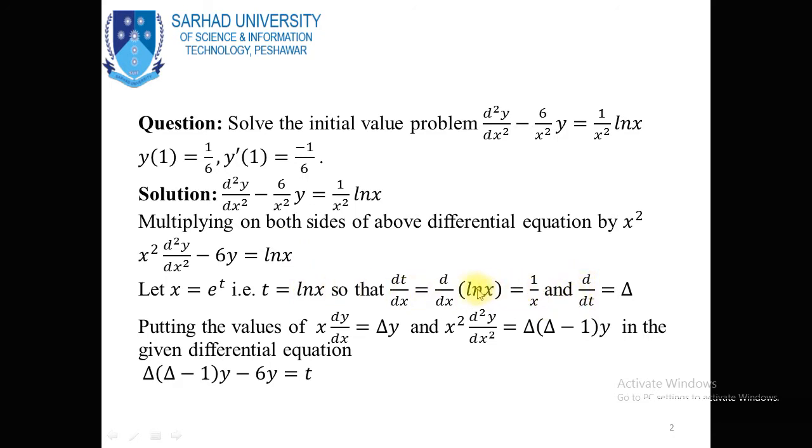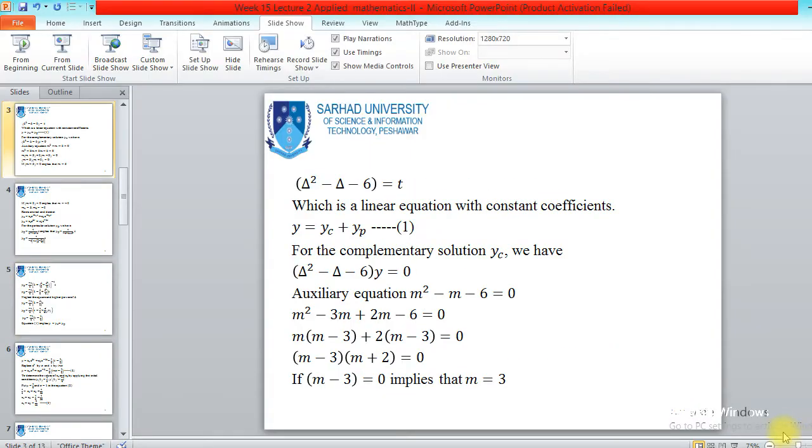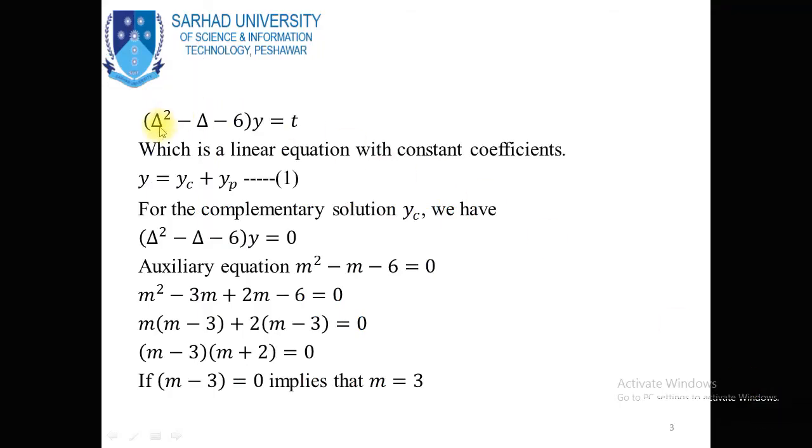Now to convert the coefficients into constants, we use this substitution where del is equal to d by dt. Putting this substitution in the given differential equation, we obtain del into del minus 1 into y minus 6y is equal to t, since log x is equal to t. Now taking y common, we obtain del square minus del minus 6 into y is equal to t.